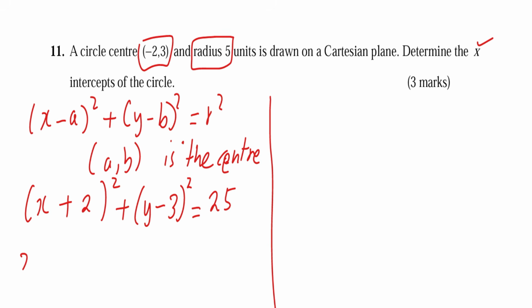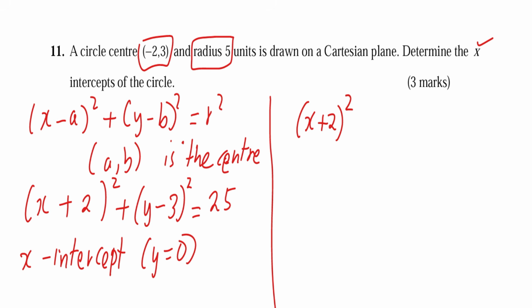Now you need to ask yourself, what is an x-intercept? An x-intercept is a point on the x-axis where y is equal to 0. So the y coordinate is 0, and the x coordinate is usually a number which you don't know. So inside that equation, x plus 2, because you don't know your x value, but you know your y value is 0, instead of writing y, you write 0 minus 3 squared, which is equal to 25.